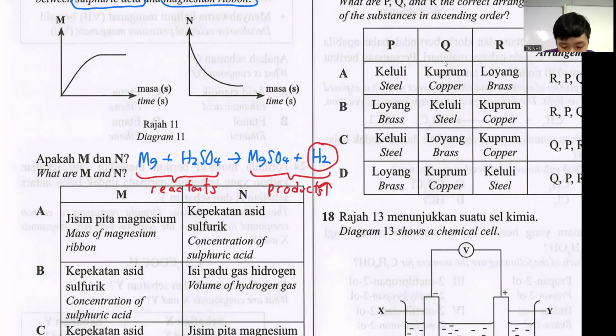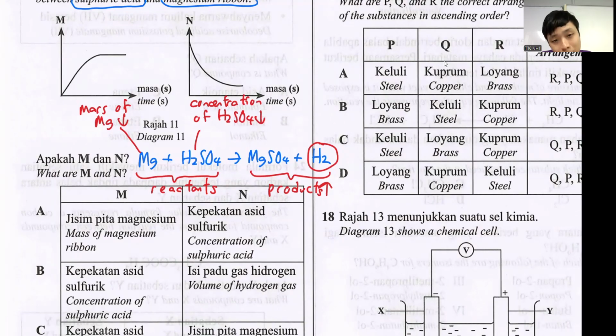So for magnesium, which is solid, you can measure the mass of magnesium. Normally, of course, it will decrease. Or you also can measure the concentration. Normally, this one is very rare. Concentration of sulfuric acid will also decrease. So normally reactant will get decreased, reactant getting lower, product getting more after reaction. Because at the end of the day, this is what matters.